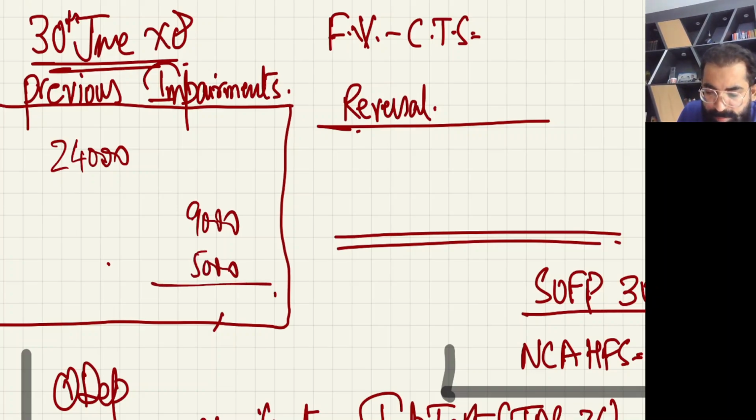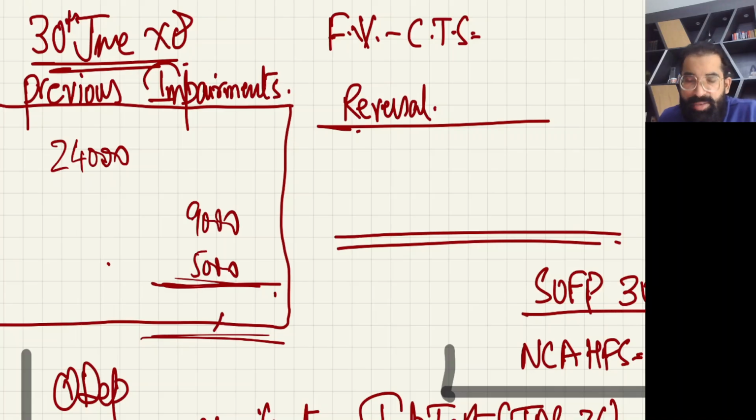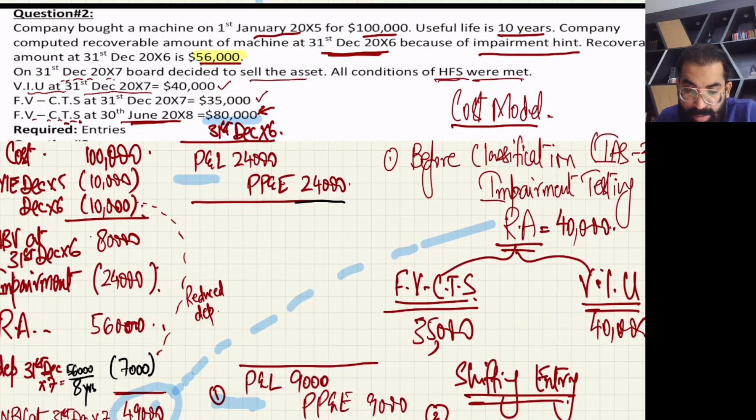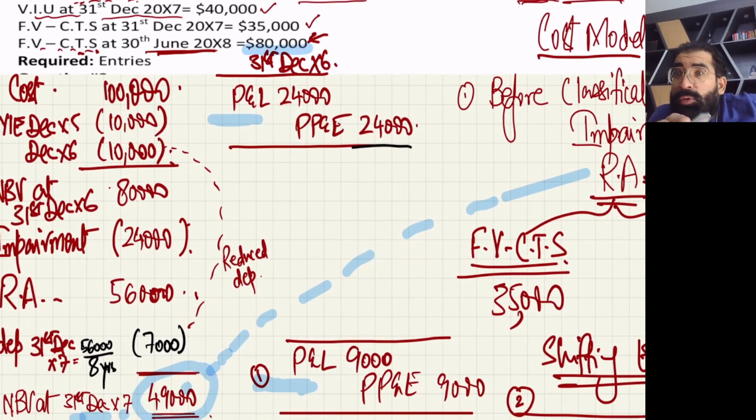But there is only one problem here. Can you see? I hope you are active. This 24,000 we booked in the middle of the journey, like at 31st December X6. And then after booking this impairment, we booked depreciation of 1 year, which is 7,000. So just think, if we wouldn't have done this impairment, our normal depreciation for each year was 10, but after this impairment our new depreciation is 7.